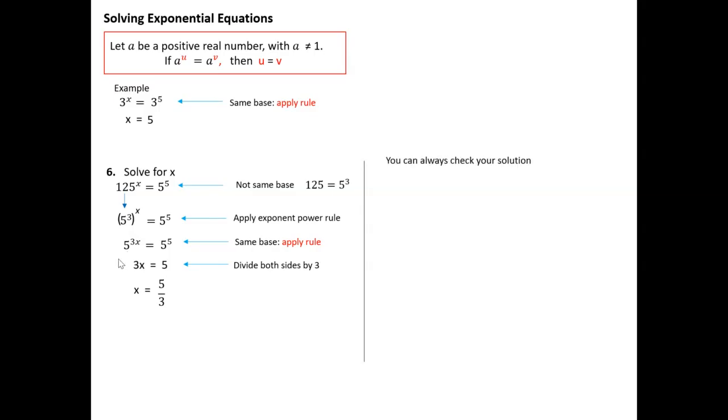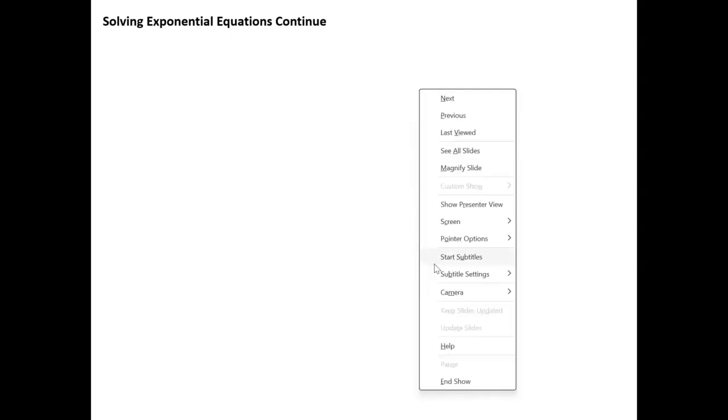And you can always check your work if you want. We plug in 5 over 3 for the x, right? When we put it in the calculator, it's going to give us 3,125 equals 3,125. So we know this is true. Okay, let me go back.